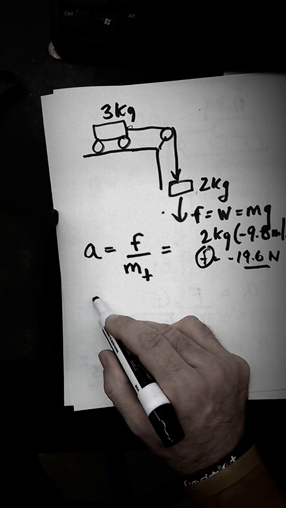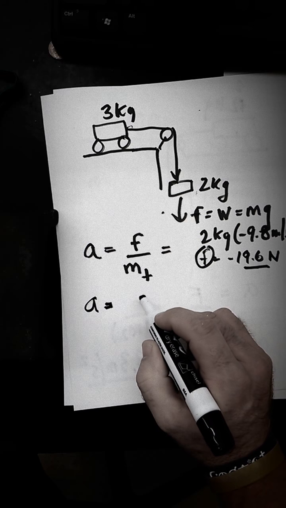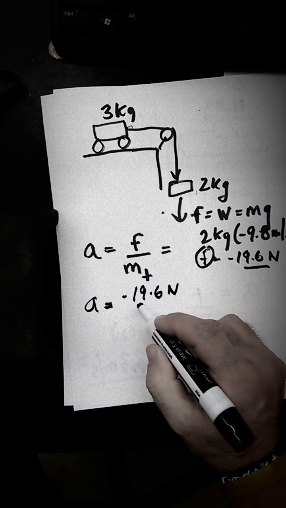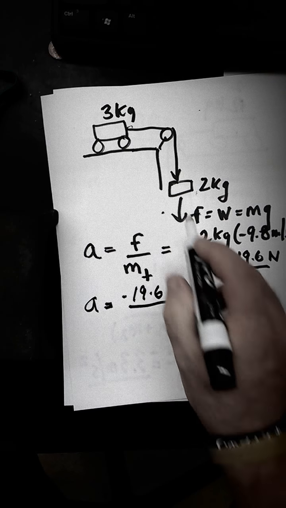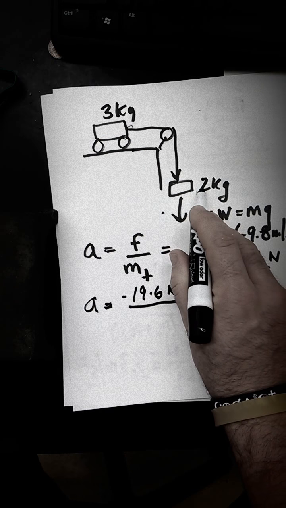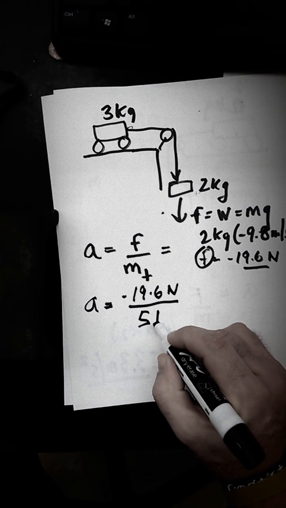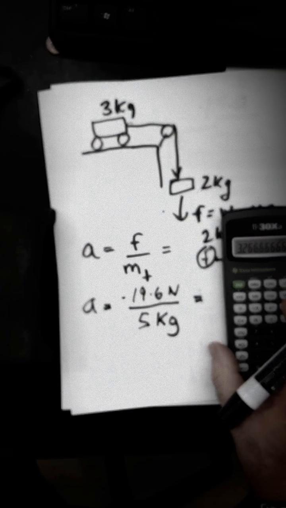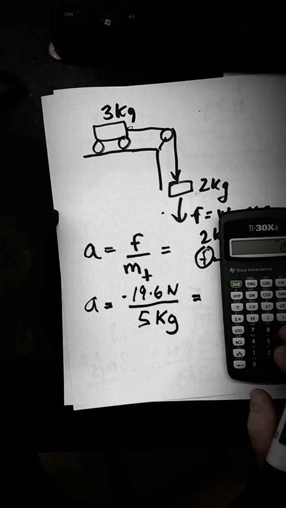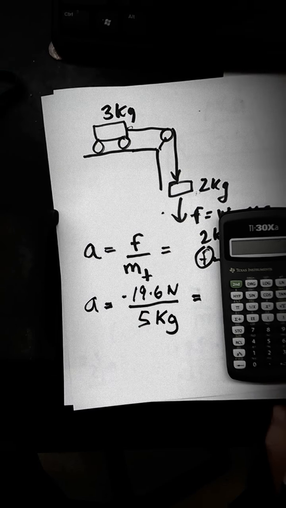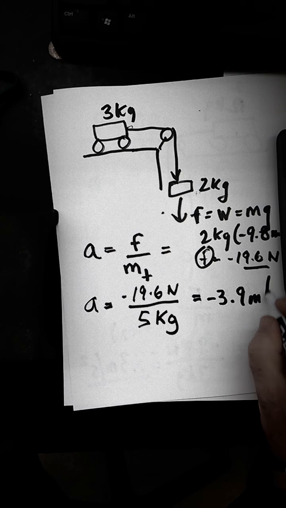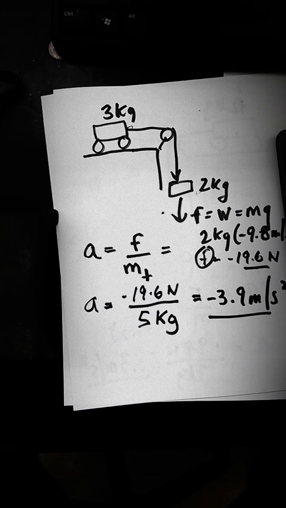So let's go ahead and plug it in. Acceleration of the system is the force, 19.6 newtons, divided by the mass total. Now we've got 3 plus 2, that's 5 kilograms, and we're going to solve for that. So our answer is negative 3.9 meters per second squared.